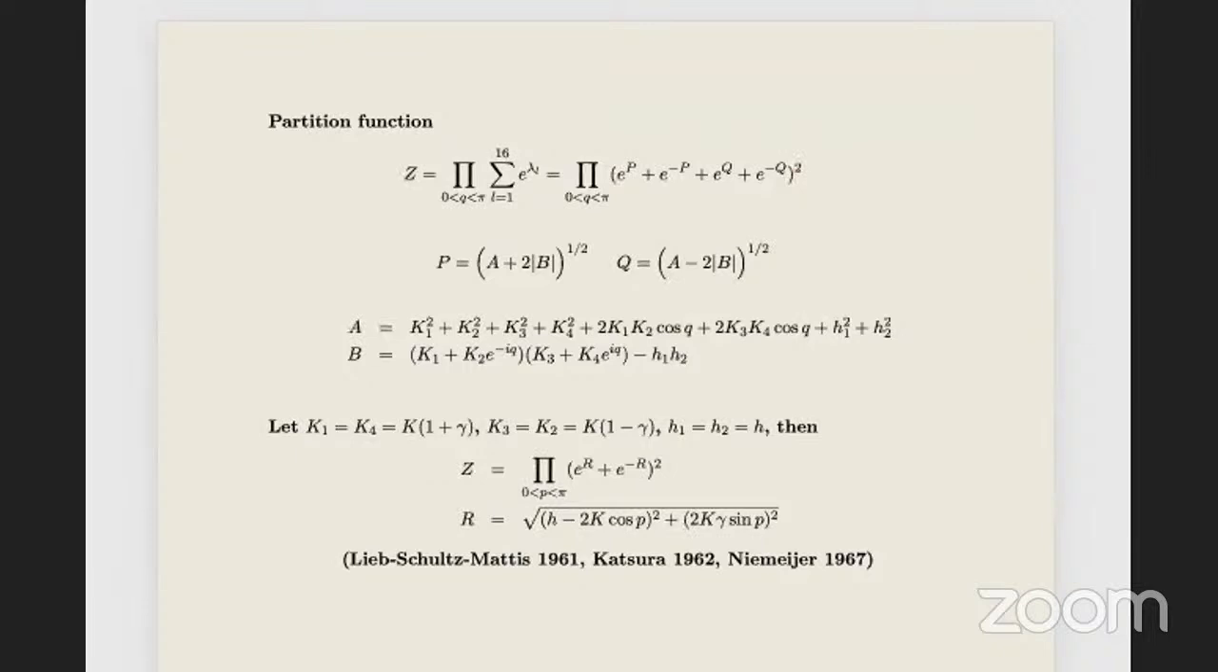So let us solve this general XY chain. The partition function is written by these P and Q, and they are written by A and B, and A and B are written by the interactions. When we consider the uniform case here, K1 equal to K4, K3 equal to K2, and uniform external field, then we obtain the well-known classical result obtained by many authors.